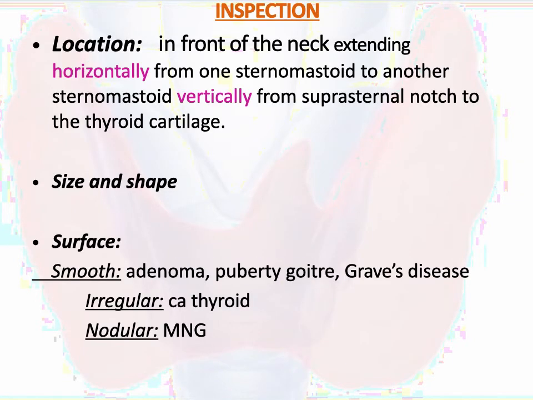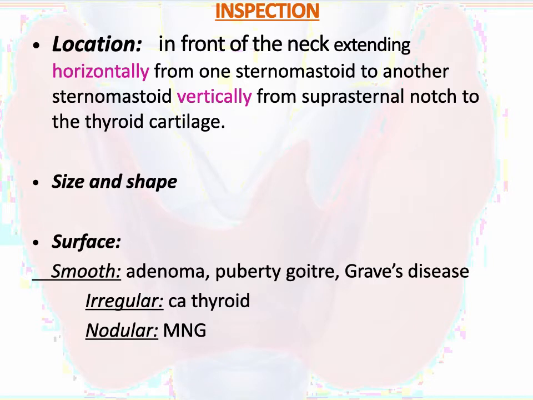On examination, what will you see? Inspection. As you all know, the thyroid is in front of the neck in the midline, on both sides, like a butterfly. So, in front of the neck, extending horizontally from one sternomastoid to another, and vertically from the suprasternal notch to the thyroid cartilage. So, these are the anatomical landmarks.